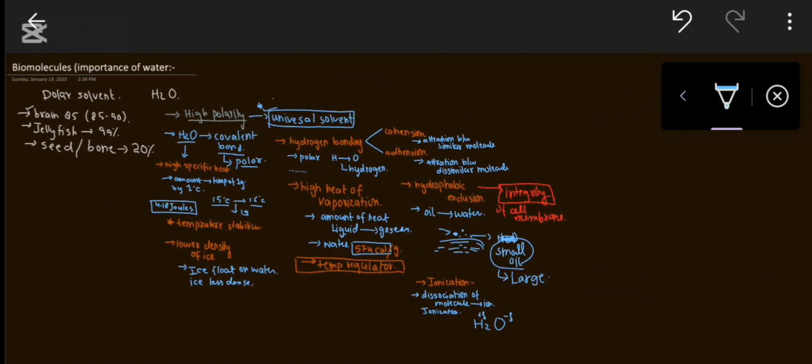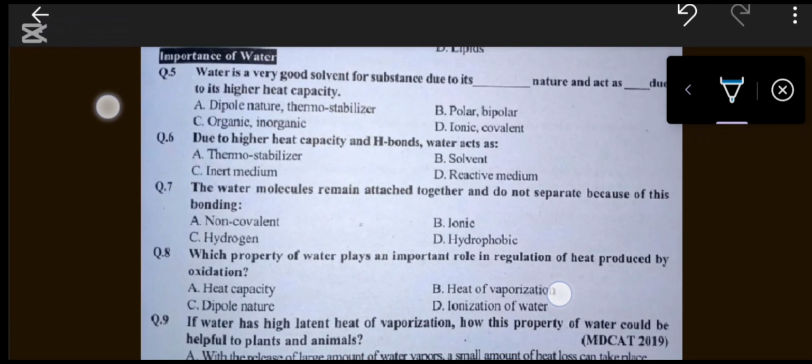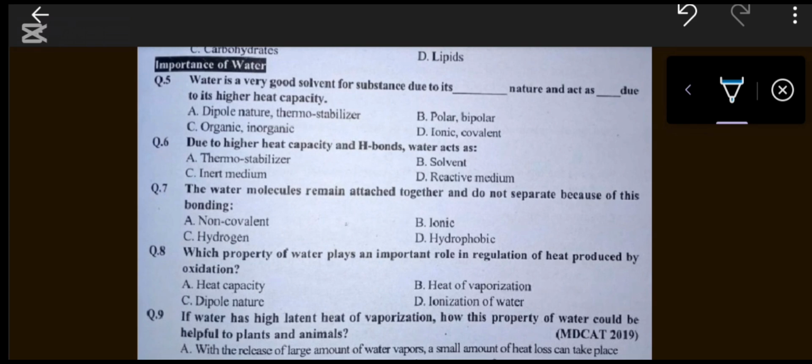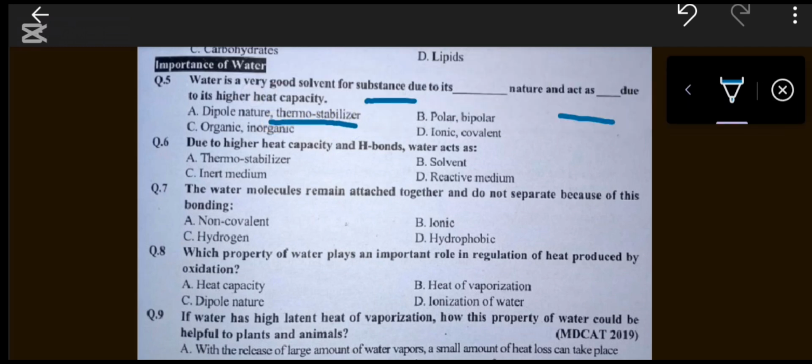Now let's look at some of the questions from this topic. Here are some of the MCQs on the importance of water. Water is a very good solvent for substances due to what nature, and it acts as what in the high heat capacity? Water acts as a thermostabilizer, which is the second option, and the first is dipole nature. Water is a good solvent because of its dipole nature. So A is the correct option.